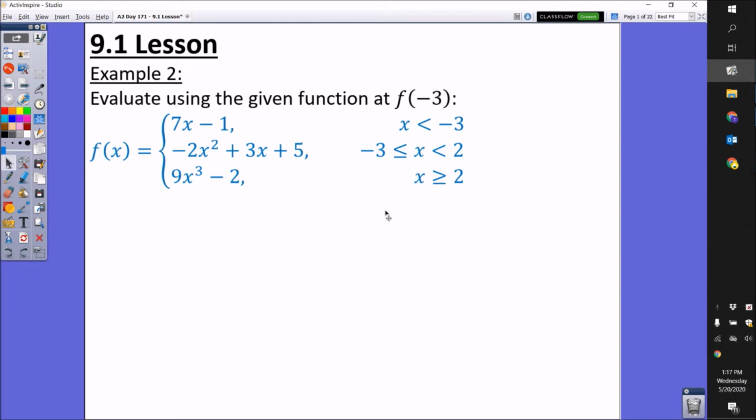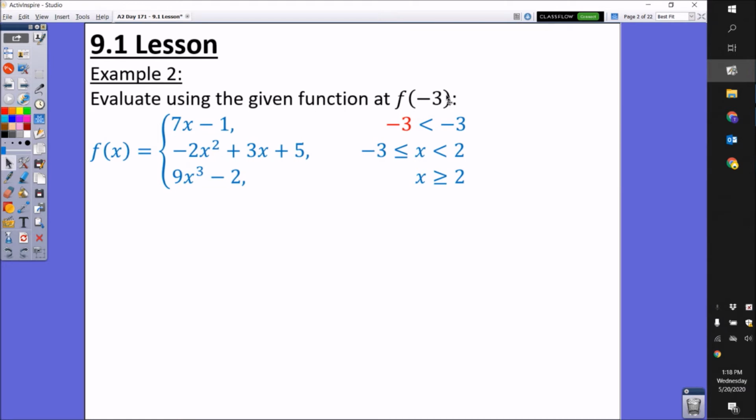So just like before, we're going to start off using the x value that is given in the question. It says to evaluate the given function at f of negative 3. So our given x value is negative 3. We're going to test each corresponding condition, see which one is true, and see which equation to use. So let's take a look at the first one.